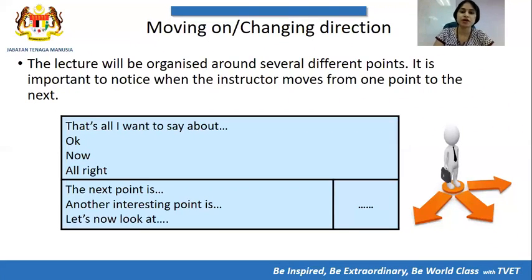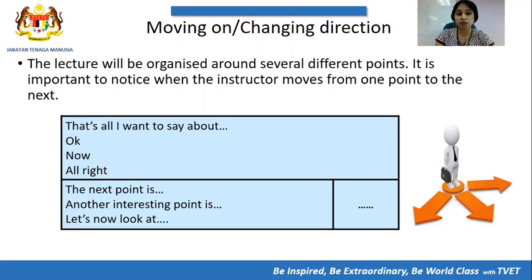Now we look at moving on or changing direction signal words or phrases. Here, the lecture will be organized around several different points. Of course, your lecturer doesn't come into the class with just one point to discuss. They will come with several different points to discuss during the lesson.